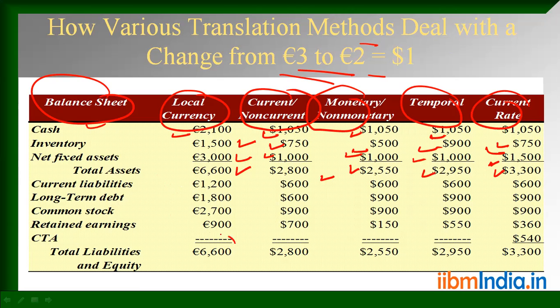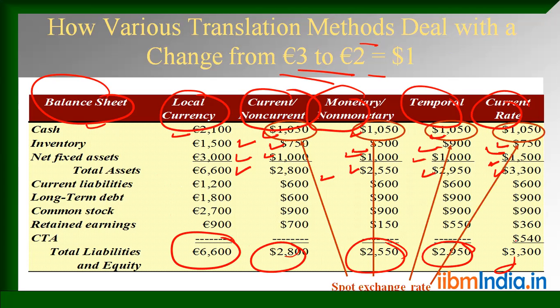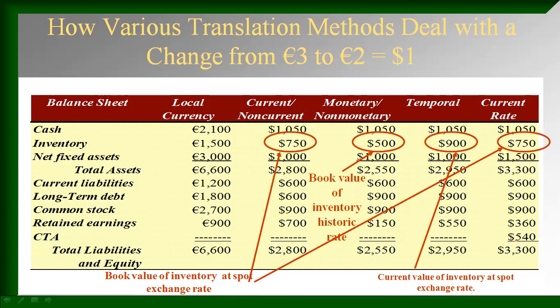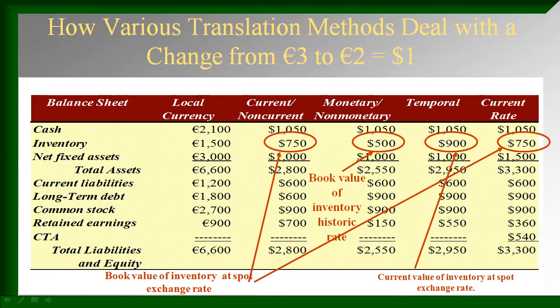Current liabilities are again not the same. How do the various translation methods deal with the change from 3 to 2 per dollar? These four are at the spot exchange rate, so the values are the same. 1050 cash, 1050 cash, because whatever the currency you have, if you are converting the same currency into dollars or some other currency, the spot exchange rate is the same. So the value of the particular currency will be the same.